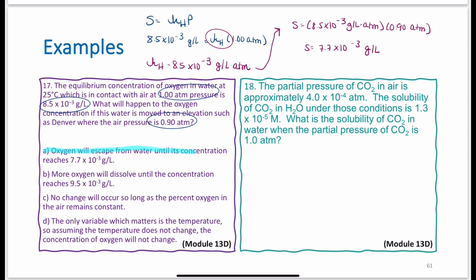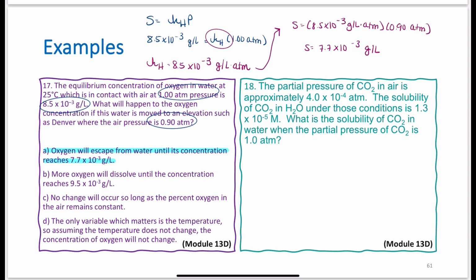So I know my answer. Under that lower pressure system, the 0.9 atmospheres of pressure, my solubility is 7.7 times 10 to the negative third. So the oxygen will escape from that water until it reaches its new solubility level, 7.7 times 10 to the negative third. Again, the first set of conditions allowed me to solve for Henry's law constant. Then I just did the equation a second time to figure out the actual concentration that I would need.